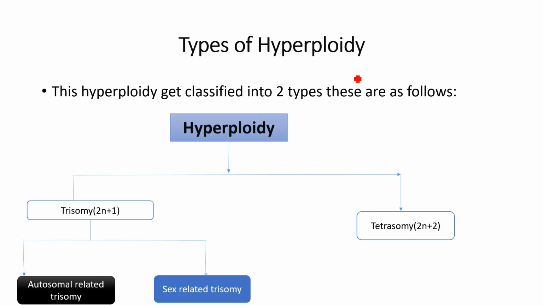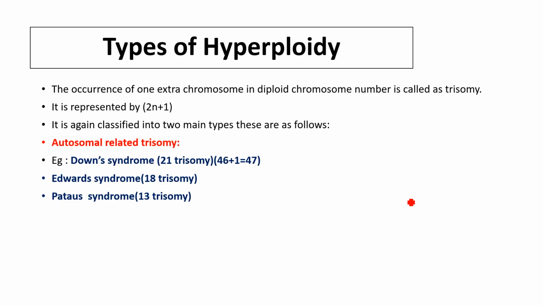Next is the types of hyperploidy. It gets classified into how many types again? It gets classified into two types, which are trisomy and tetrasomy. Trisomy means what? Trisomy is the autosomal related trisomy. Another one is the sex related trisomy, and another type is the tetrasomy. We will discuss one by one.